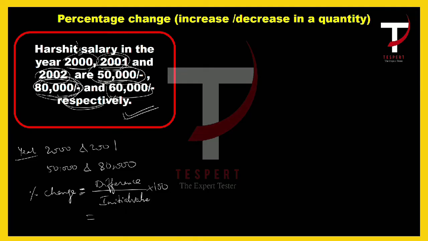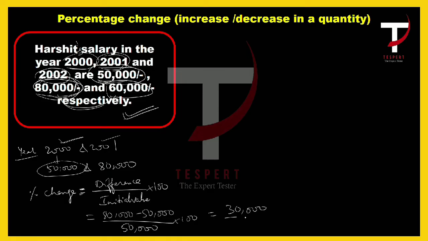So here, what is the difference between two values? 80,000 minus 50,000, by the initial value. What is the initial value? Which one comes first, 2000 or 2001? The year 2000 comes first, right? So take this value, 50,000. This is the initial value, the first salary. So difference by initial value into 100. So calculate (80,000 minus 50,000) by 50,000, which is equal to 30,000 by 50,000 into 100, which is equal to 60%. Okay, 60% increase, right? It has increased from 50,000 to 80,000. So as far as money value is concerned, it got increased by 30,000 rupees. 30,000 rupees means 60% in this case.